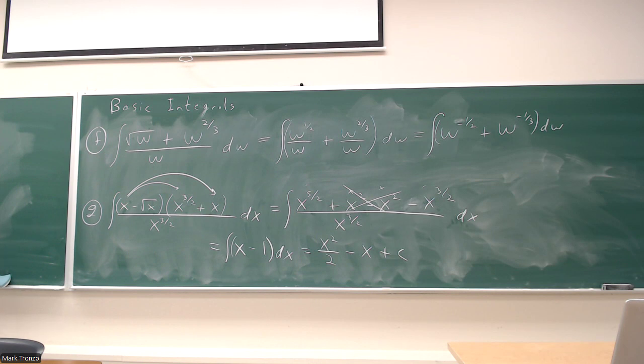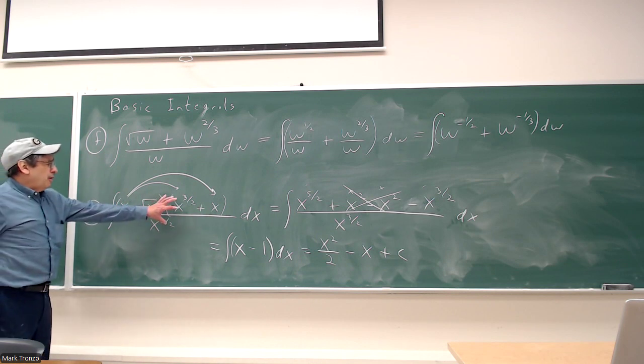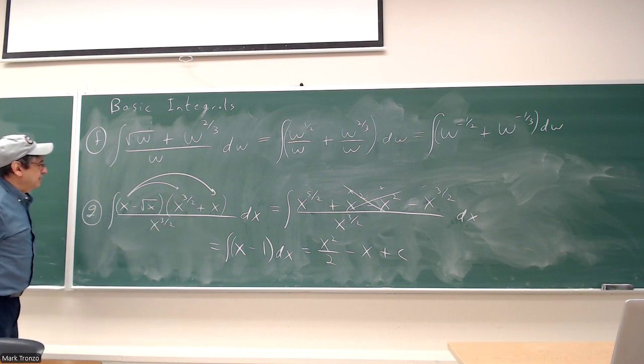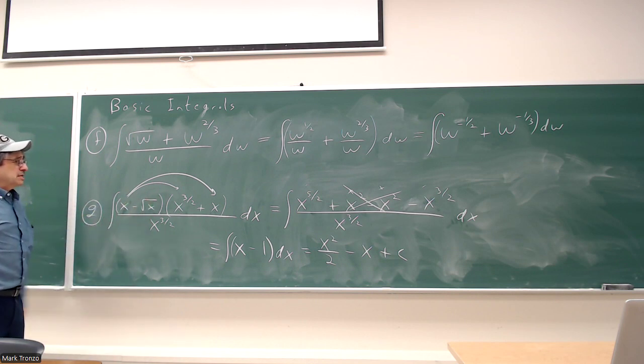So again, it's always important to remember when you have products or quotients, you have to simplify things before you even attempt to integrate. You can't integrate two products like this together. You have to multiply them out.